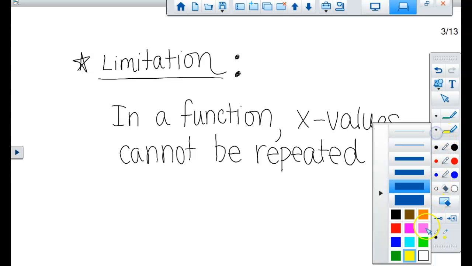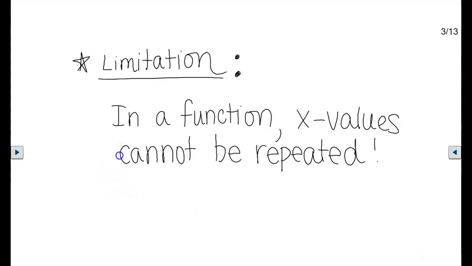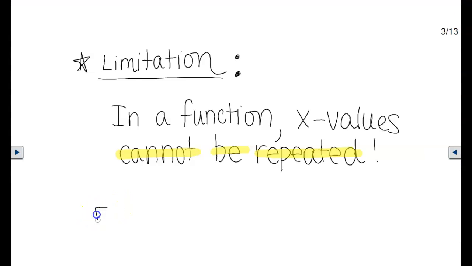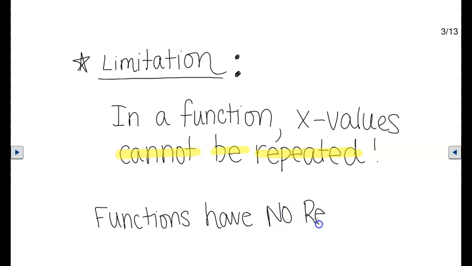So in a function, x values cannot be repeated. Another way to say that is functions have no repeating x values.